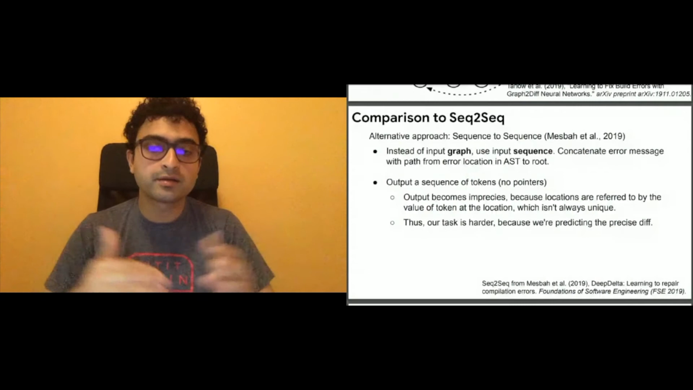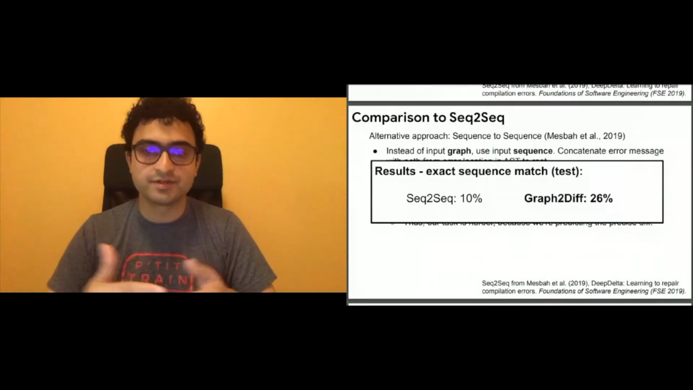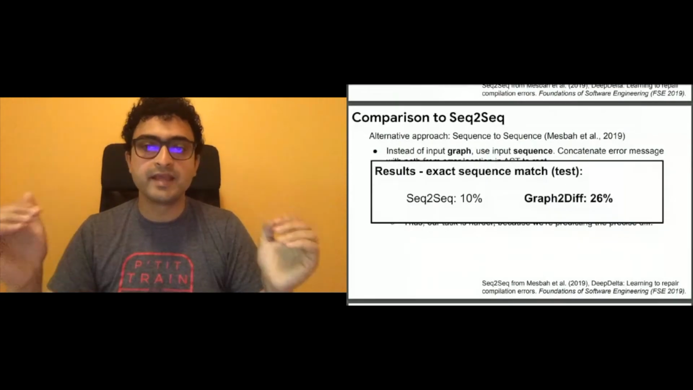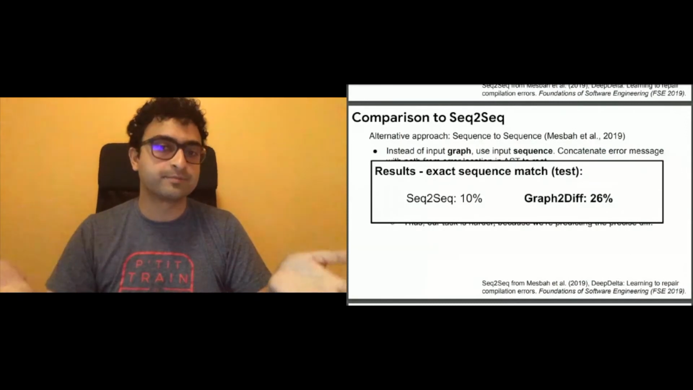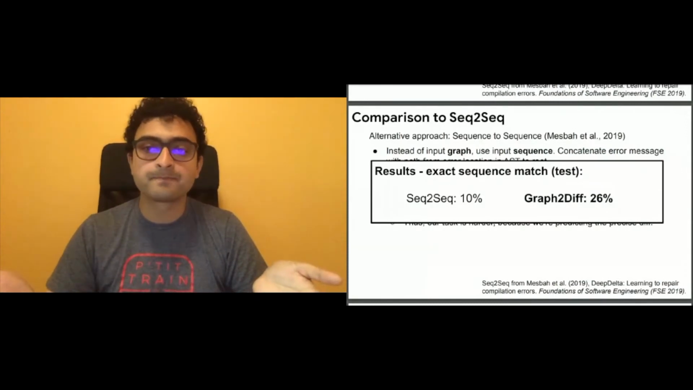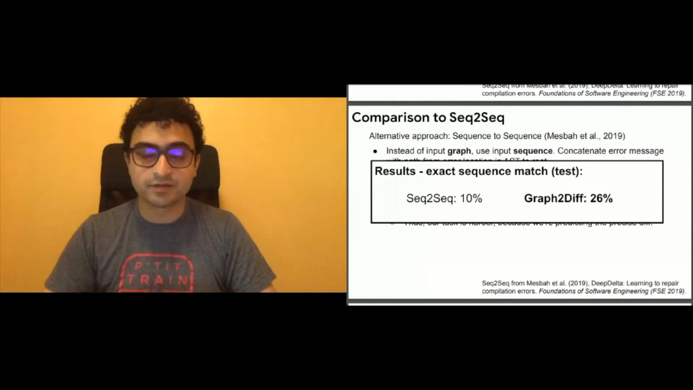So does it work? In terms of accuracy numbers, this is test accuracy. Did we exactly get the fix that the developer made? The sequence approach gets 10% test accuracy, while the graph-to-diff approach gets around 26%.